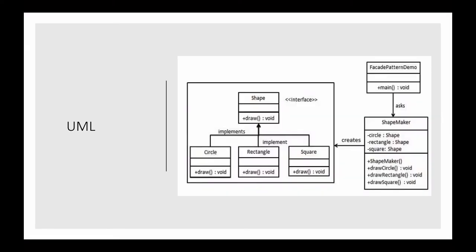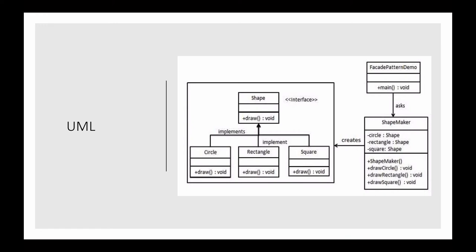Let's jump right over to the UML diagram. Here we have a small subsystem of shapes, and what the shapes allow is that you can draw them. So we have an abstract shape class and three extensions for this shape: circle, rectangle, and square, and all of them provide one draw method which is overridden in the respective subclass. Now we don't want to expose the internals of this shape subsystem.